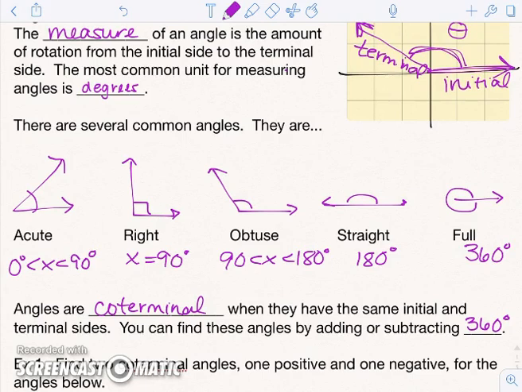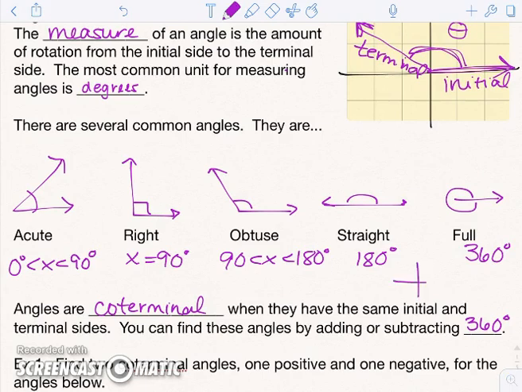Angles are coterminal when they have the same initial and terminal rays. An example of this, 9 o'clock a.m. and 9 o'clock p.m. are coterminal angles. You don't know the difference by looking at a clock if it's set at 9 a.m. or 9 p.m., except for your experience during the day and in the real world. Otherwise, they look exactly the same on a clock. It's just one extra rotation around. So you can find these angles by adding or subtracting 360 degrees.